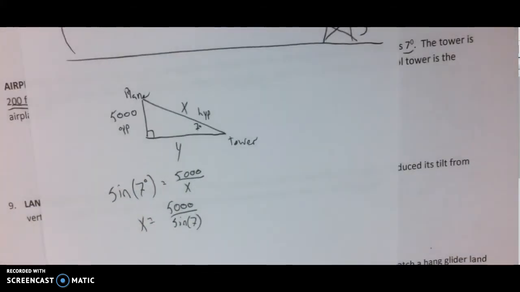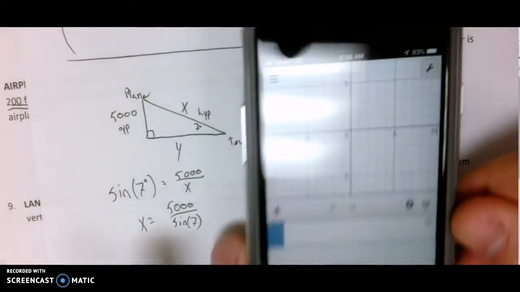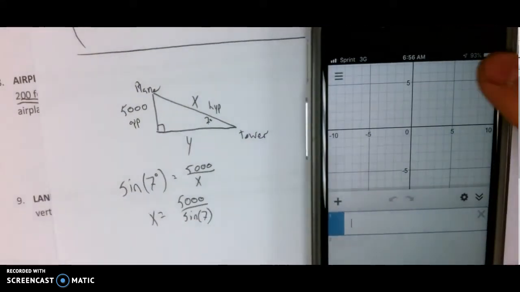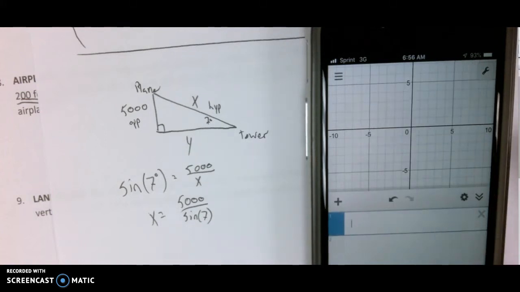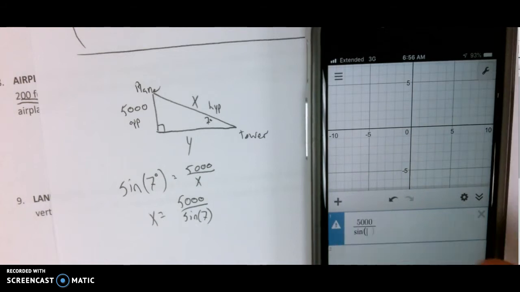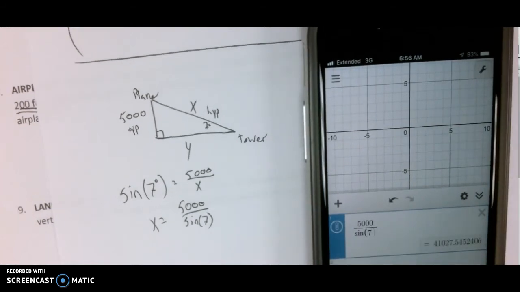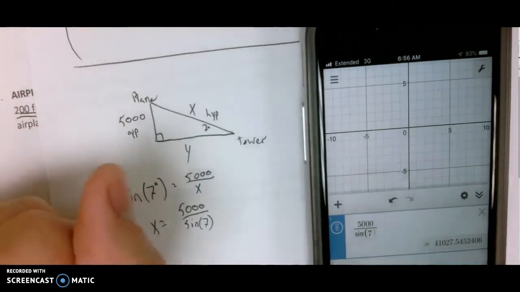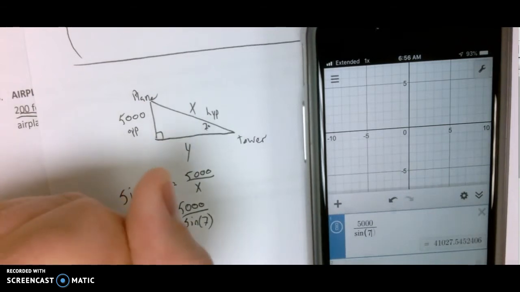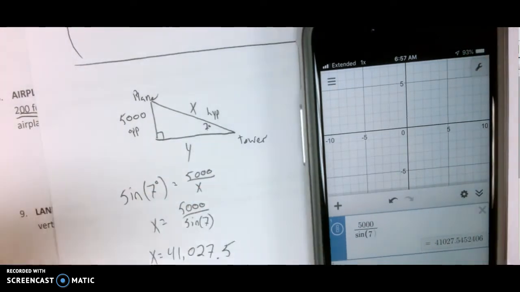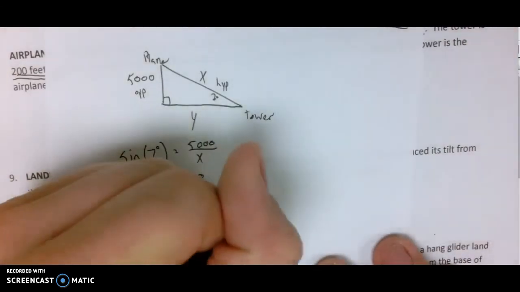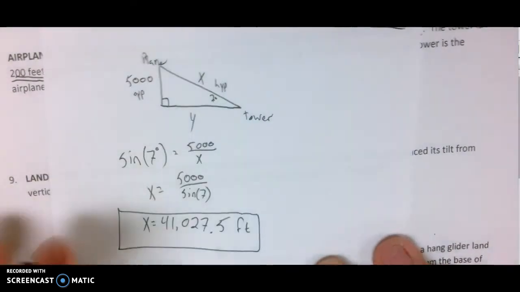I don't have a graphing calculator handy right now, but I do have my phone, and from my phone I do have Desmos. So I'm going to make sure I'm in degrees, and we're doing 5,000 divided by, under functions I have sine of 7, so that's going to give me 41,027 feet. What the heck, I'll put the 0.5 there. So I figured out one dimension, and for the second one we'll just do the setup.